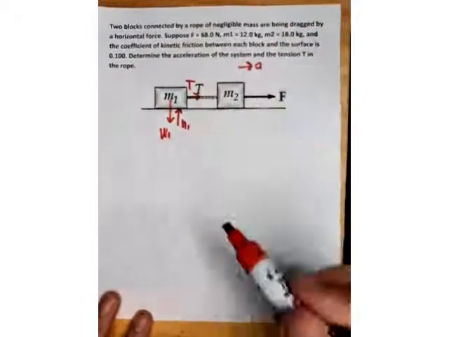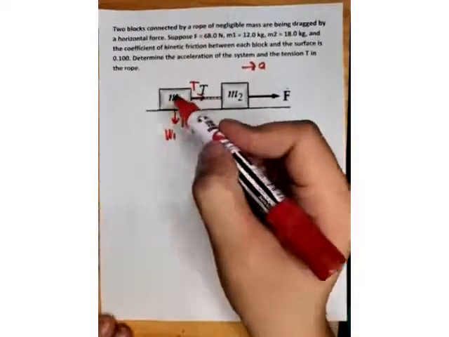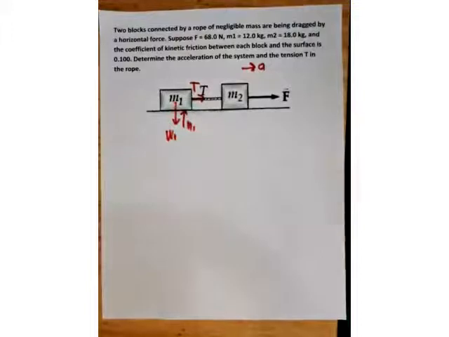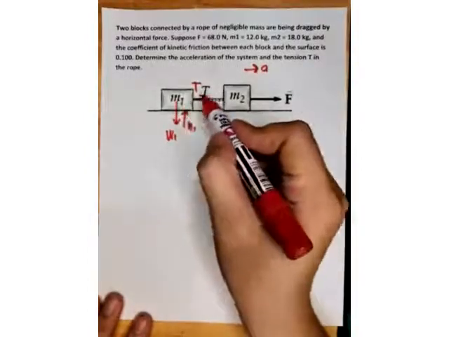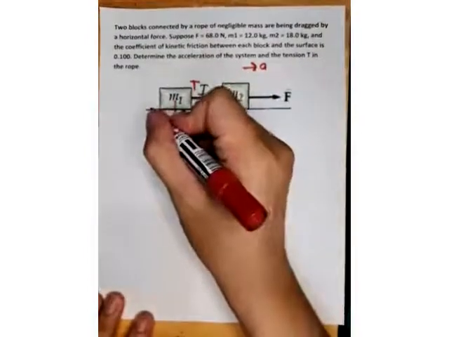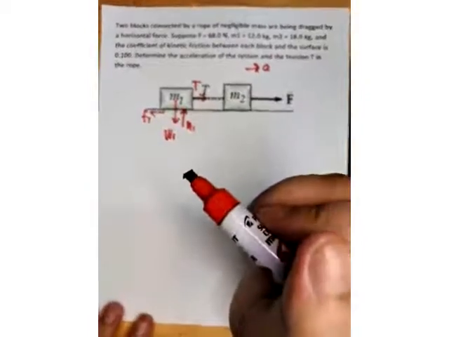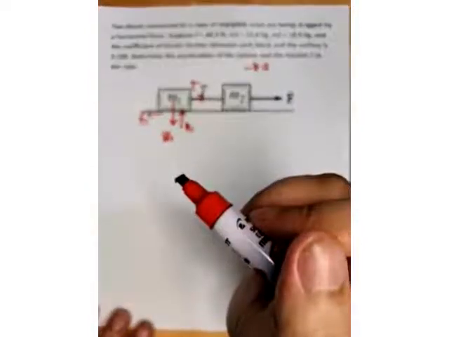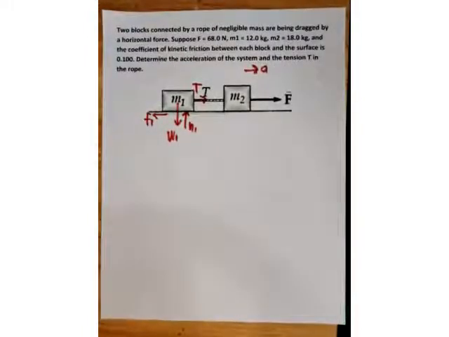Okay, if that is the direction of the motion, therefore, what will be the direction of the frictional force acting on M1? Okay, remember, friction is always opposite the motion. If the motion of M1 is to the right, so frictional force for M1 should be to the left. Okay, so any other forces acting on M1? I don't think there are any more. So none. So let's go to M2.